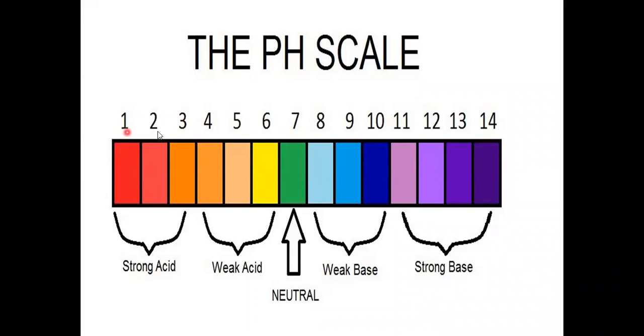So pH values increase from 1 to 14. At low pH values, that means at 1 and 2, we have more hydrogen ion concentration. At high pH values, meaning 12 to 14, we have very low hydrogen ion concentration. This you have to remember, because this makes sense in the next discussion.